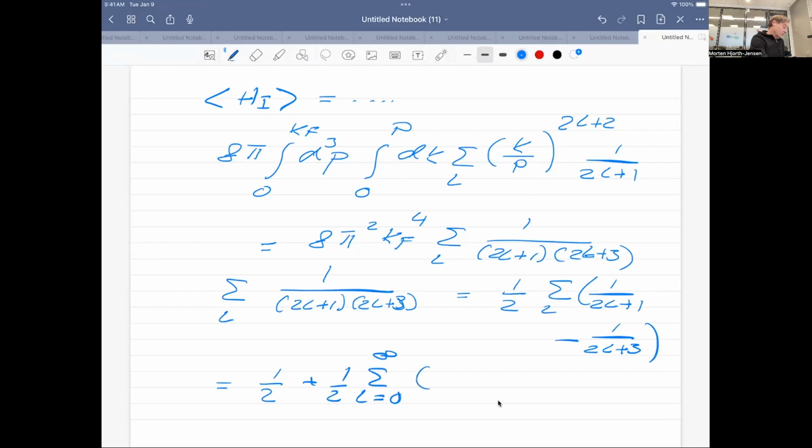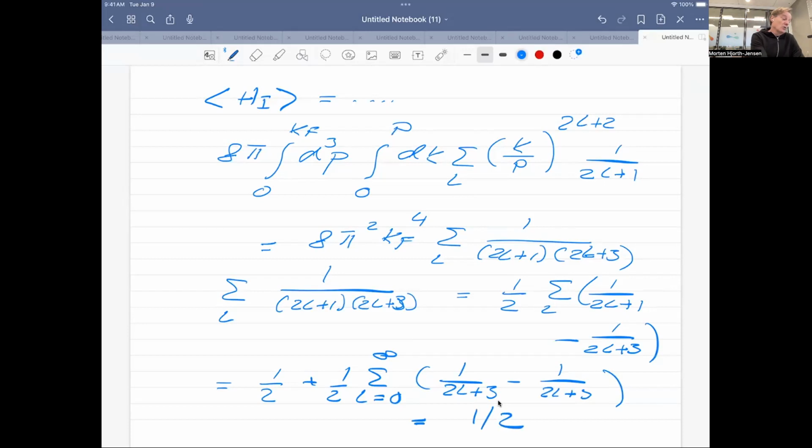Then we have two sums, 1 over 2L plus 3 minus 1 over 2L plus 1. I'm just changing the limits here. So the first sum I rewrite by taking out one of the terms, and then I just relabel it. And so you see that the two last terms cancel each other, and this is the same as 1/2 here.